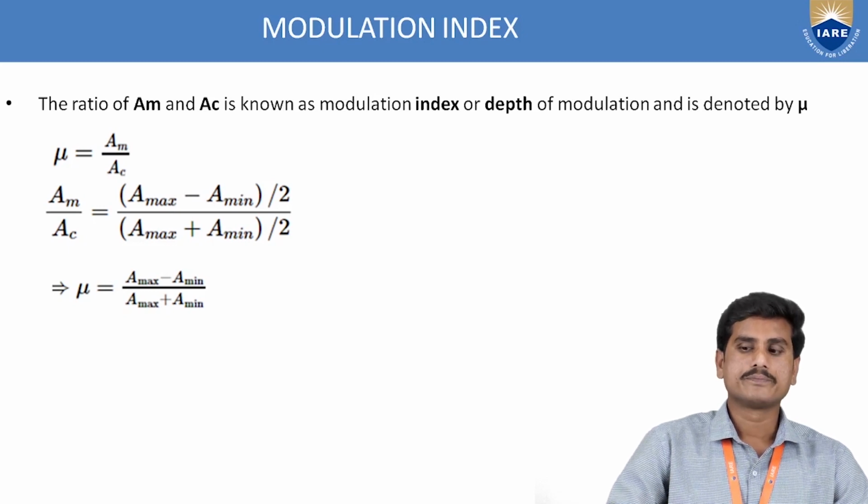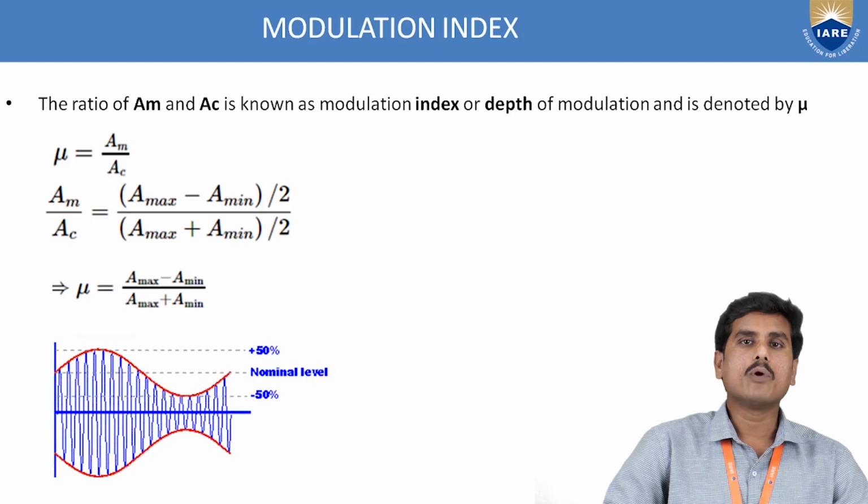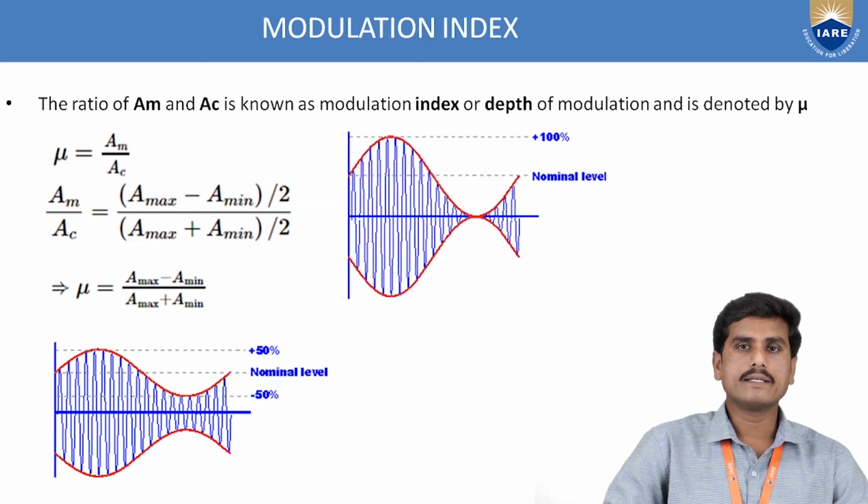So let us see what will happen due to the modulation index in amplitude modulation. See here, if your mu value is less than 1, that is less than 100% modulation, we will get under modulation. In this case, around 50% modulation can be possible. And the next case we can see here is perfect modulation. Here the mu value is equal to 1.